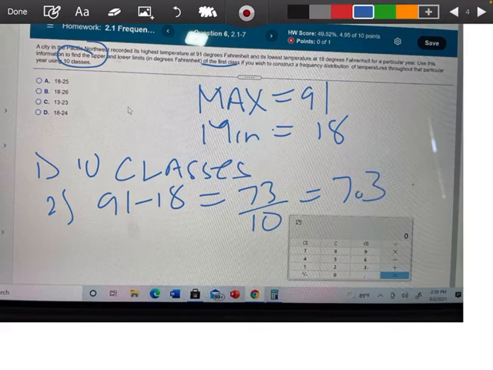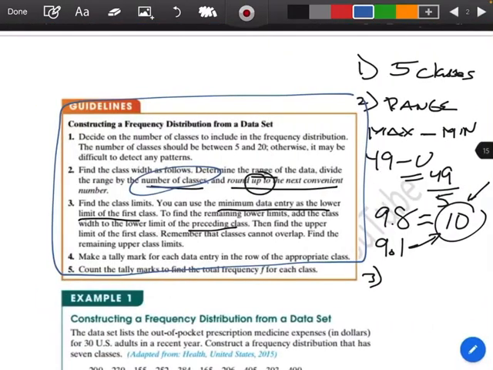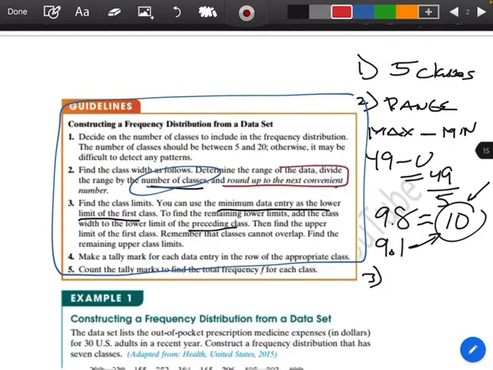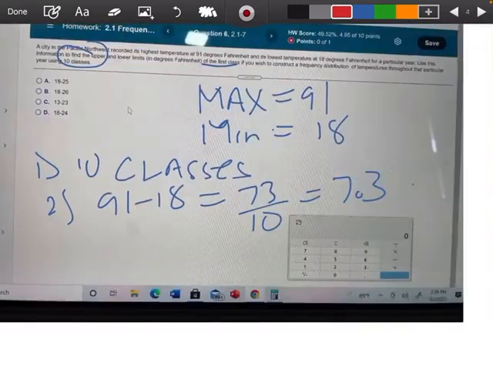Now, if you remember from step number 2, let me put it right here. So let me use my eraser real quick, and I'll do this in red. This part here says we're always going to round up, okay? So 7.3, we're going to round it up to 8, okay? And that's going to be our class width.